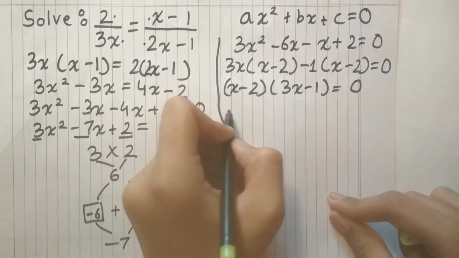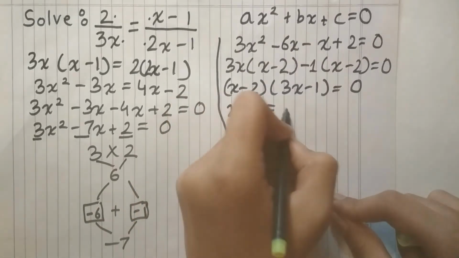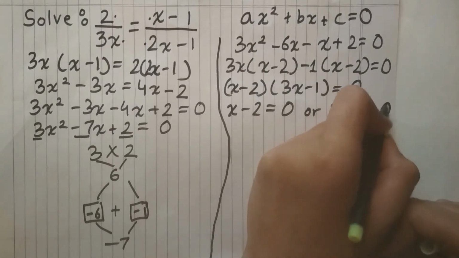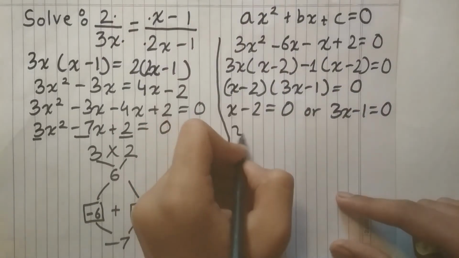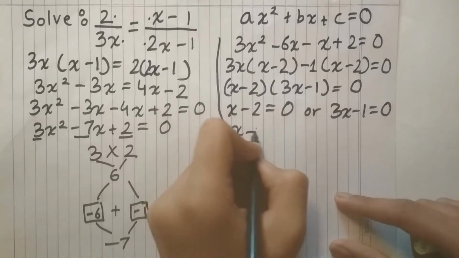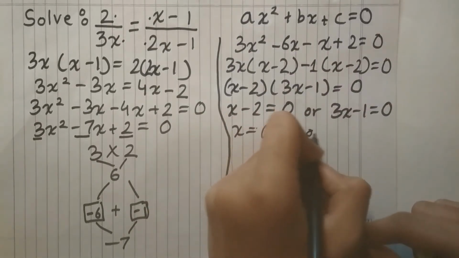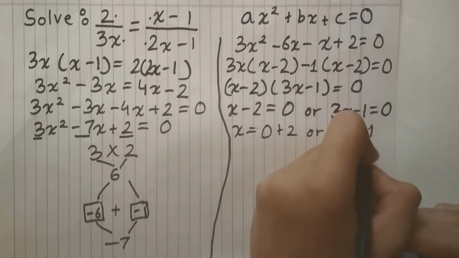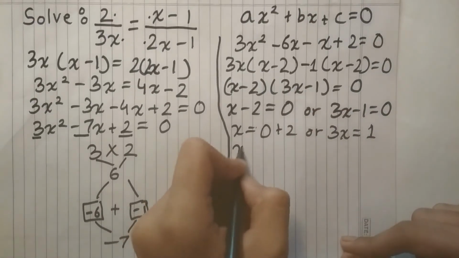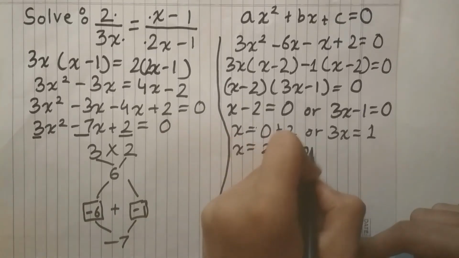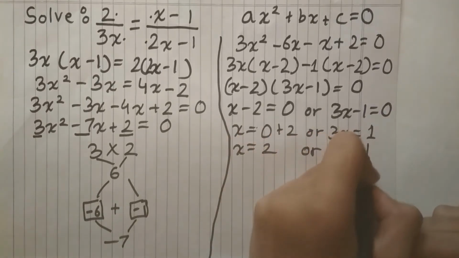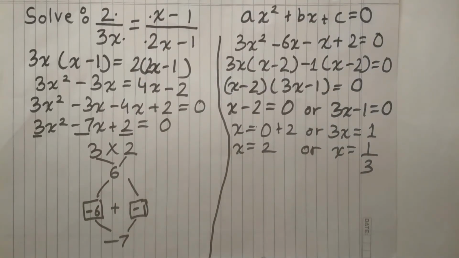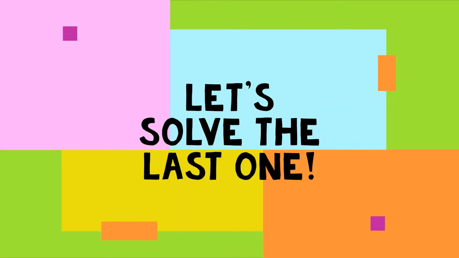So we'll write x minus 2 equals 0, or 3x minus 1 equals 0. So x can be 0 plus 2, or 3x can be 1. So x is equal to 2, or x is equal to 1 upon 3. And we have solved this question also. Let's solve the last one.